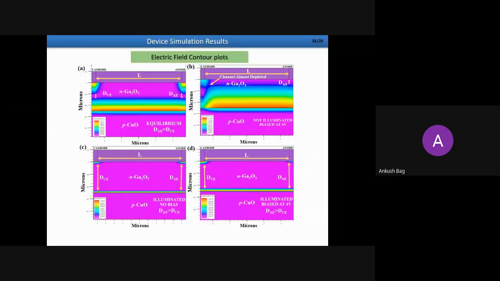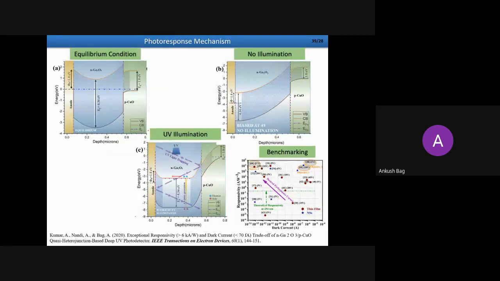So this is some other way we tried to understand how this channel loading is happening by incorporating this p-type copper oxide below your n-type gallium oxide. These are some simulations and the related electric field distribution contour plot. And see here, this is the benchmarking plot. And now the same dark current versus photoresponsivity chart.